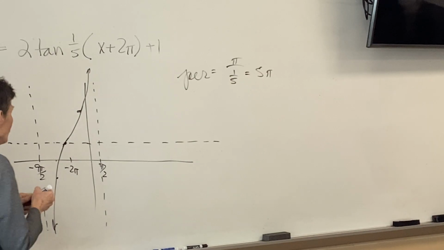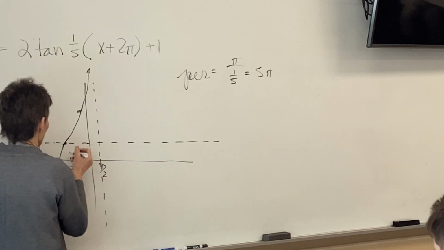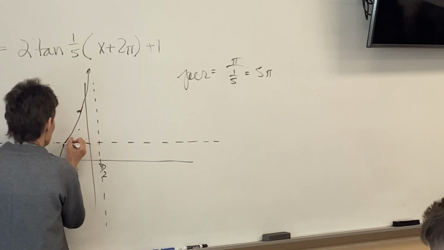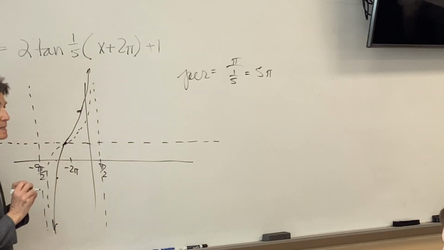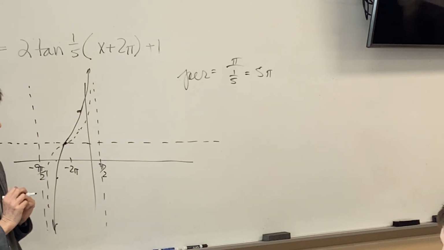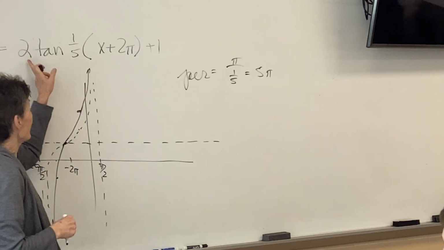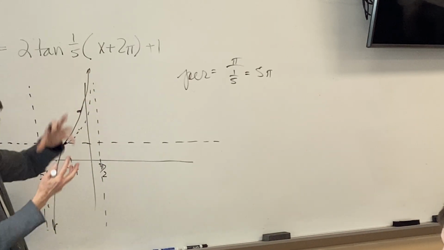Okay, so a normal one would have been like this. See the difference? It's straightened out because it got times by 2, so that's stretched.